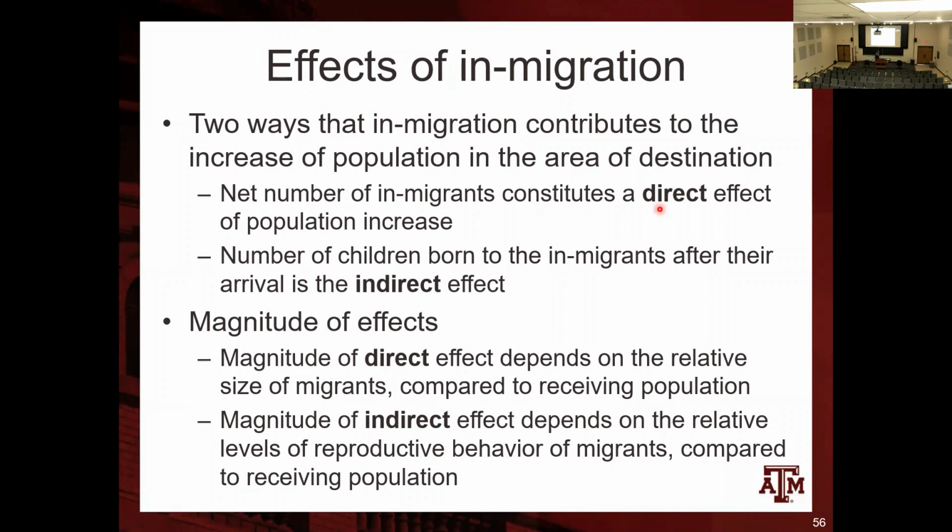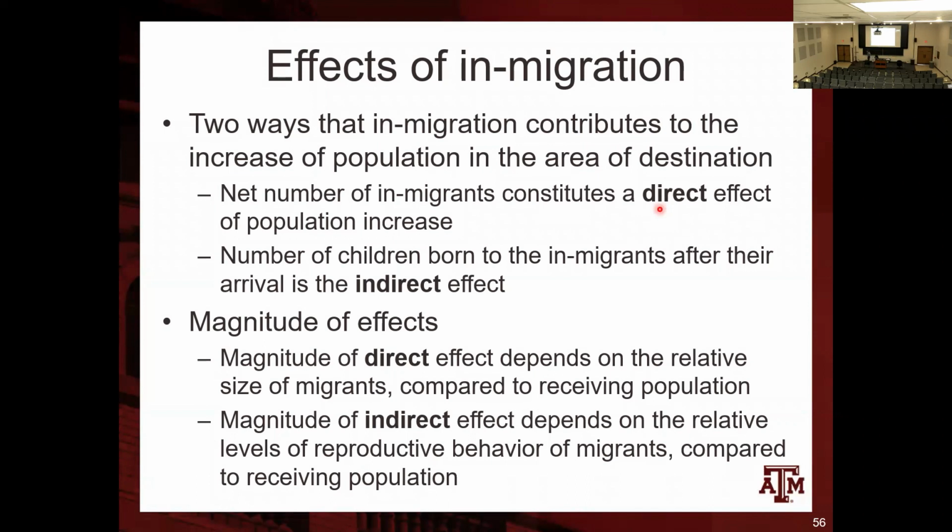After they get there, they might have children. If these internal migrants have children at a higher rate than the population that was already living there, if they have more children, then that will have a really high indirect effect. If they have fewer children, it might also have a high indirect effect, because now you might have this larger population of labor age, but in the next generations, you might not have as many people.